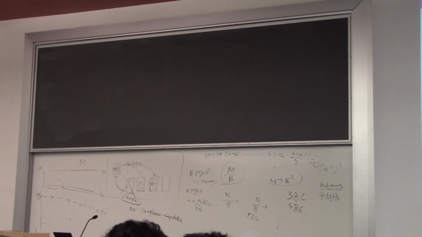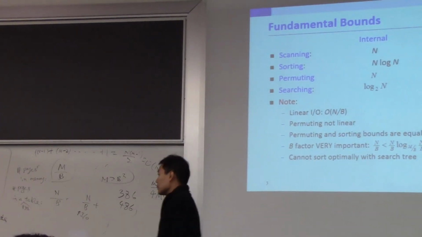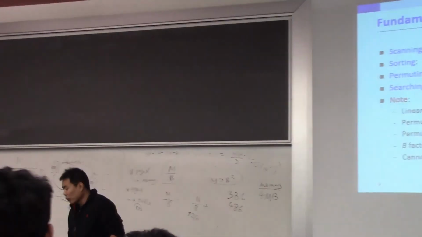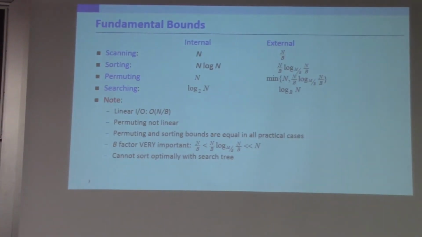How do you do that? Well, the bound is like that, n over b log n over b, n over b. Why is that? We will analyze this later. Then there are permuting and sorting cost. I will come back to this later on.